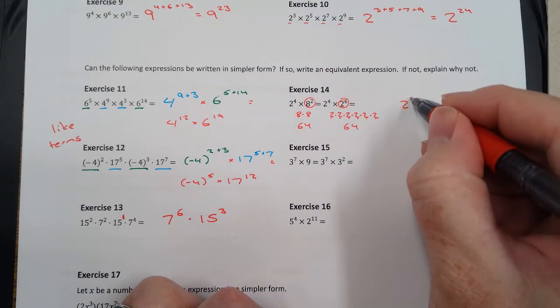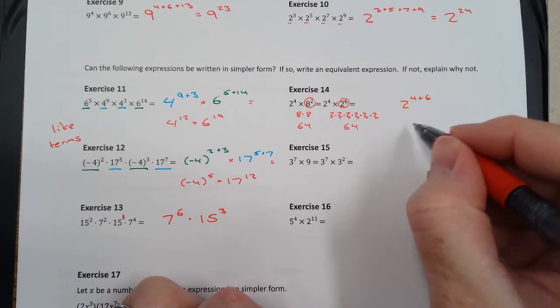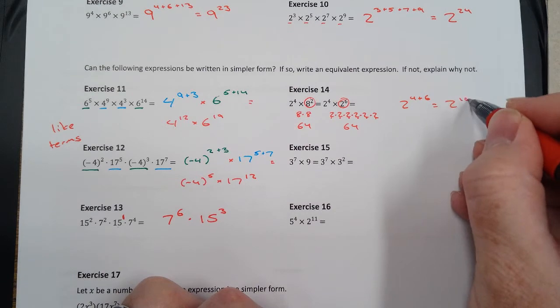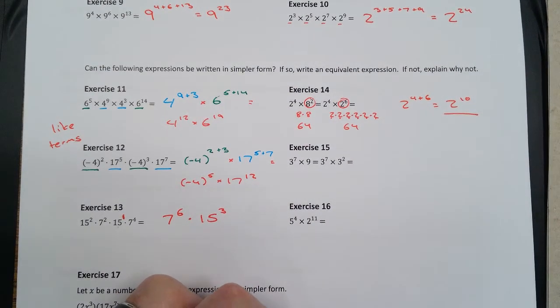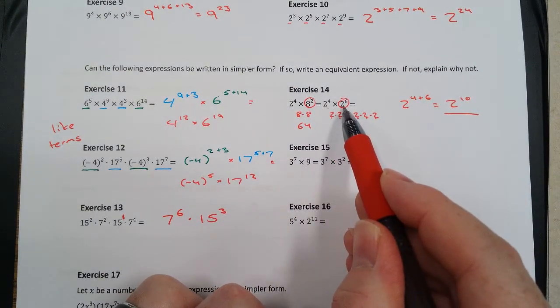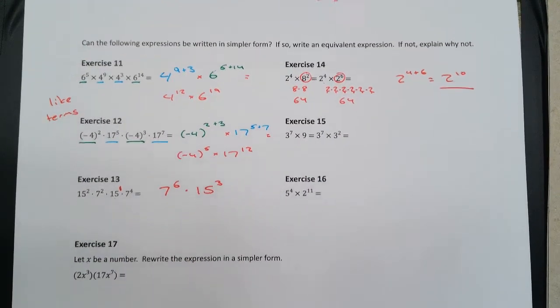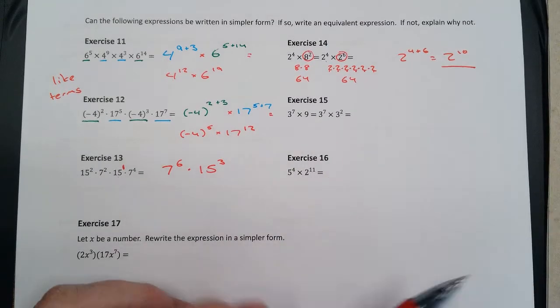You just get 2 to the 4th plus 6th, which is 2 to the 10th, which is our answer. Now they gave you the conversion here, just so that you know how to do it. Same thing works with exercise 15.